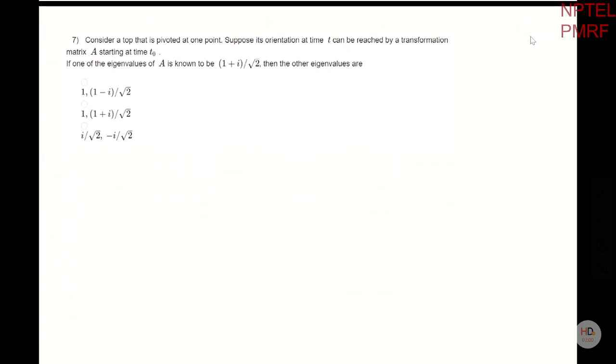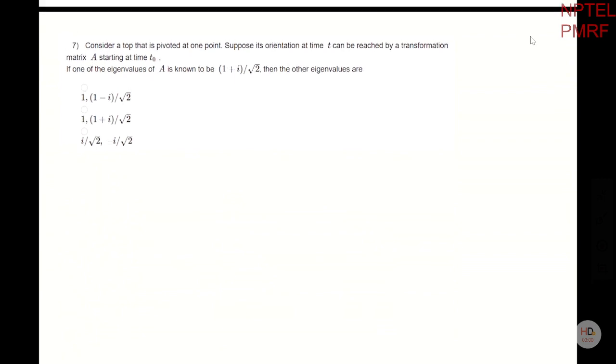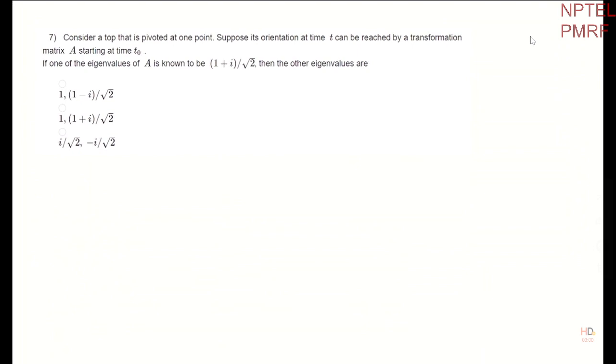This last one is probably the most difficult of these examples, nevertheless very easy. So the question is, there is some rotational transformation matrix A at starting time t0, and one of the eigenvalues, lambda 1, is given as (1 plus i) by root 2. What are the other eigenvalues?